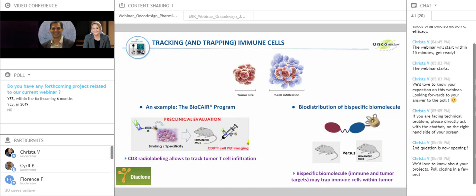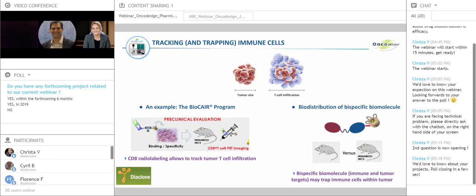And we will work with our humanized mice or syngeneic mice, depending on whether the CD8 is targeting the mouse or the human T cells. This could be a very interesting approach to target T cells.